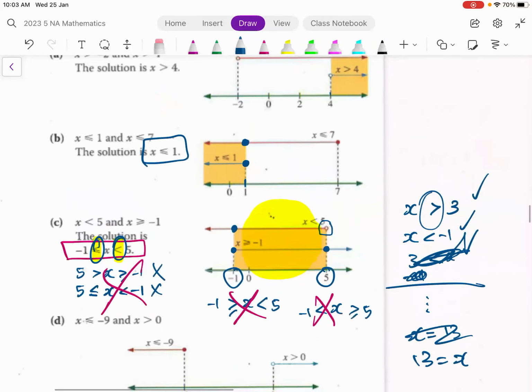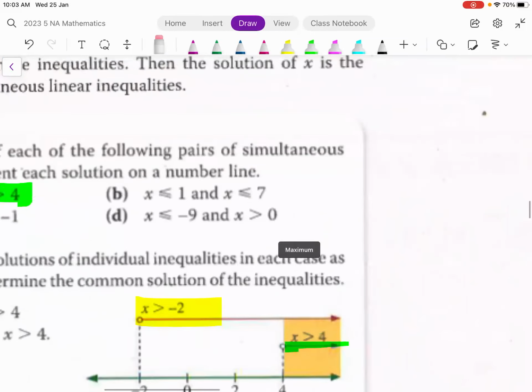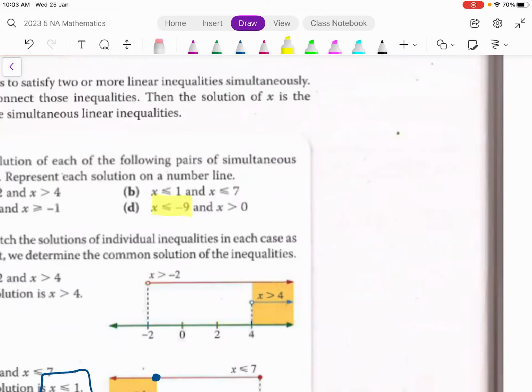And then let's look at part D. I want you to think with your partners. X less than or equal to -9. Understand what it means? Make sure you understand. And then at the same time, I want X to be greater than 0. Can you think of a number that satisfies both at the same time? Take some time to think. Talk to your partner. Must be more than 0, but must be less than -9.